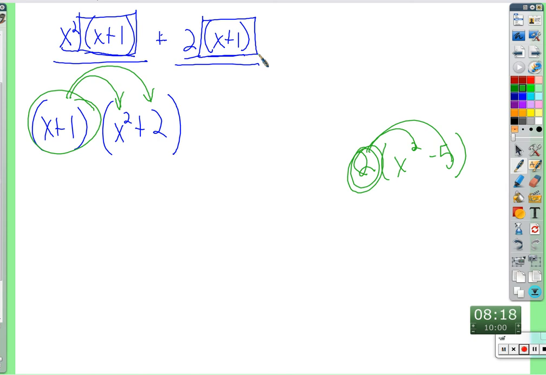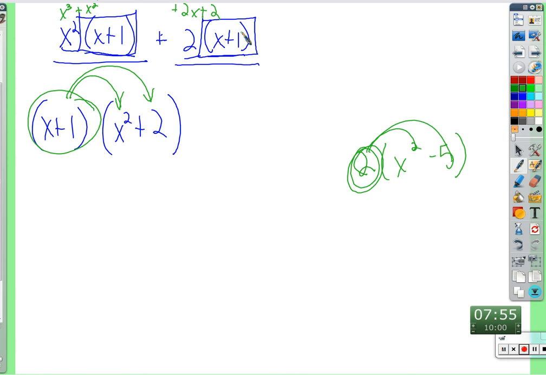Okay. If you then distribute the x squared into x plus 1, you get x to the third plus x squared. And then you distribute the 2, you get plus 2x plus 2. If you went to yourself, you could multiply these together like you normally would, but you're still going to get x cubed plus x squared plus 2x plus 2. So then you just distribute the first parentheses to the two things in the second parentheses?